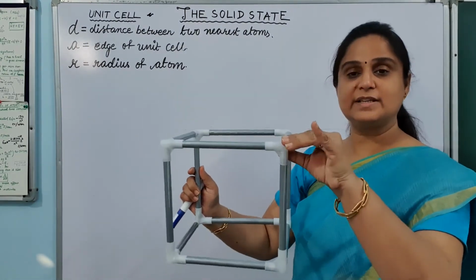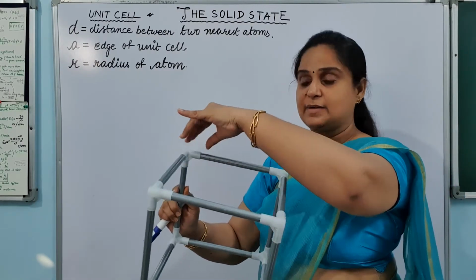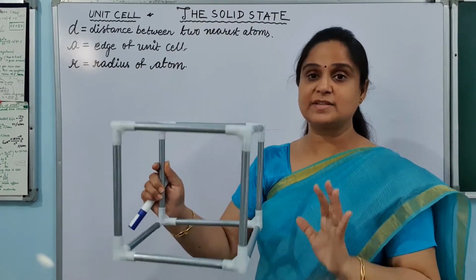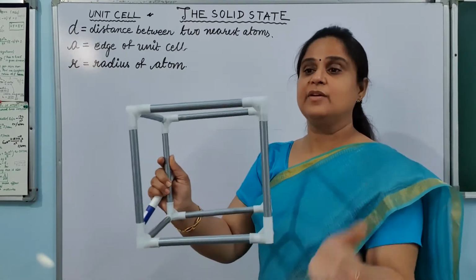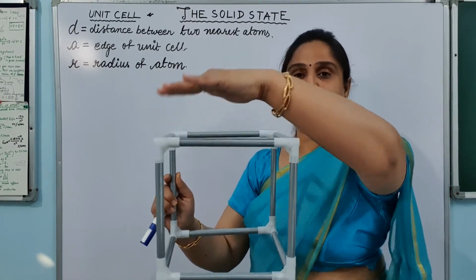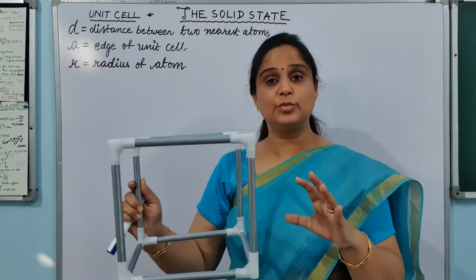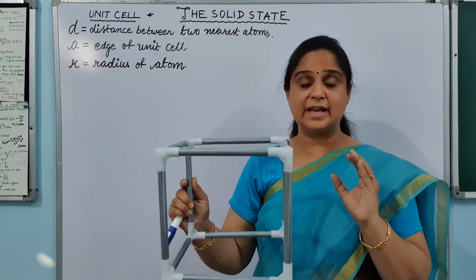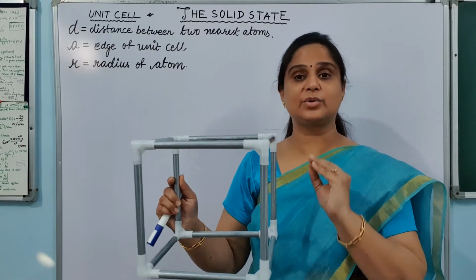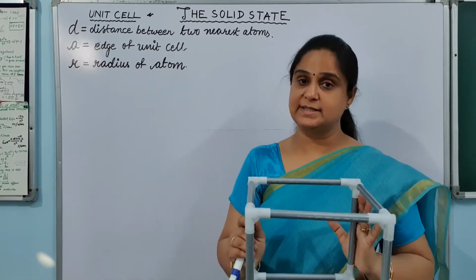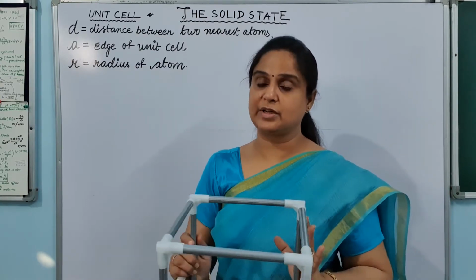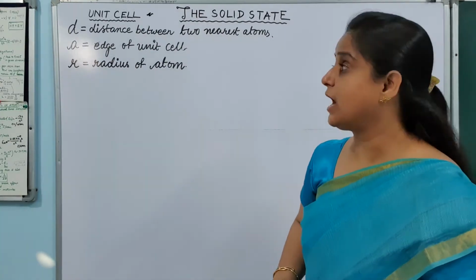Here you can see these are the points where the atoms are lying, and how many points can you see there? 1, 2, 3, 4, 5, 6, 7, 8. So every cubic unit cell has 8 atoms at its corners. So this makes the unit cell called the cubic unit cell. Now one by one we will be talking about the relationship between R and A.